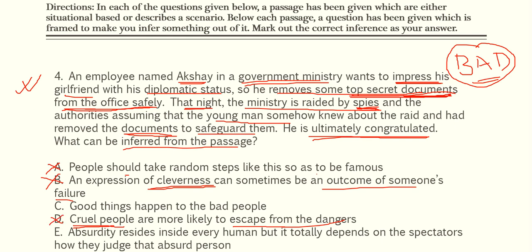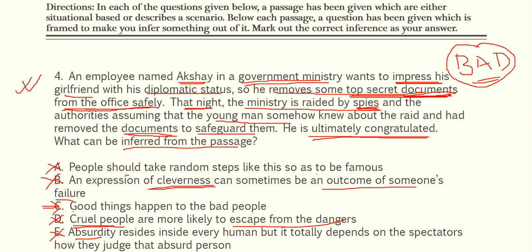Now, absurdity resides inside every human, but it totally depends on the spectators how they judge that absurd person. No. This one is again out of the context, right? And what is absurdity? Do you know the meaning of absurdity? Yes, the word absurdity means the quality or state of being ridiculous or being very unreasonable. No, no such thing is being mentioned here. Okay, this one is being opted out. So we are only left with C.